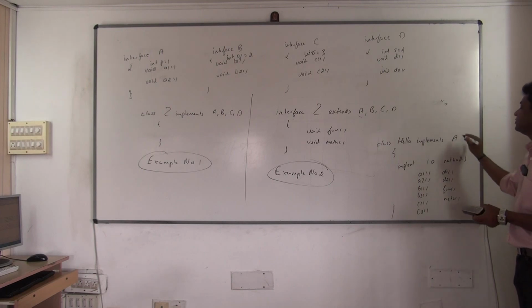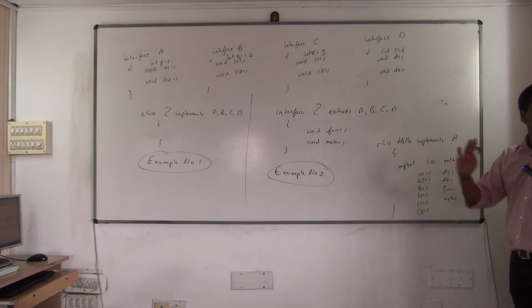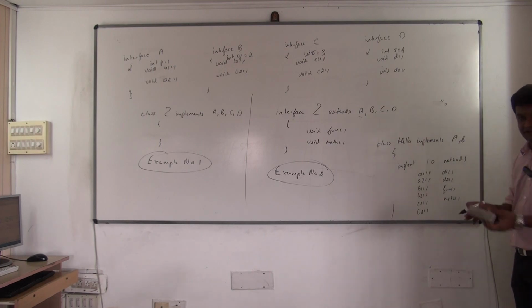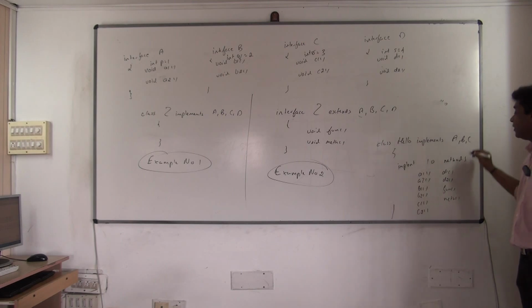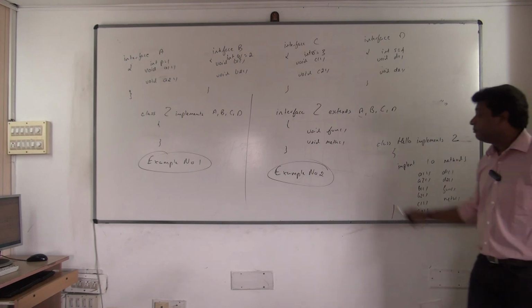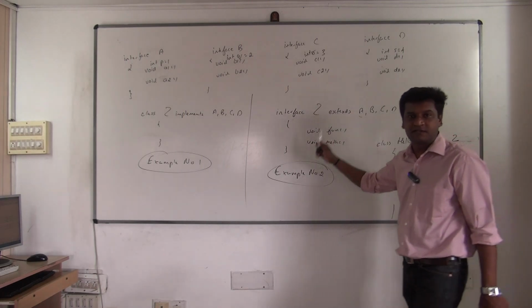Otherwise, it is my wish. I can implement only A also. That time I will override only 2 methods. I can say A, B. That time I will override 4 methods. I can override A, B, C. That time I will override 6 methods. If I implement A, B, C, D, 8 methods. Otherwise if you want to implement all, but this is multiple inheritance. Are you clear with this?